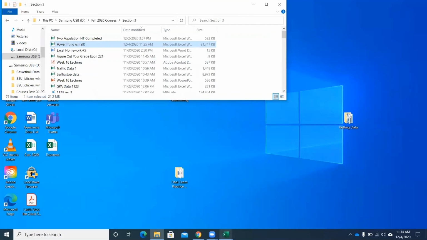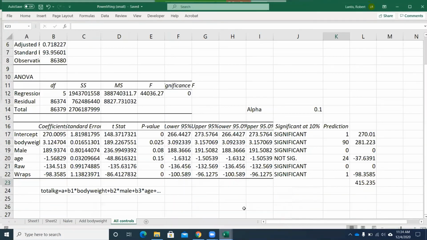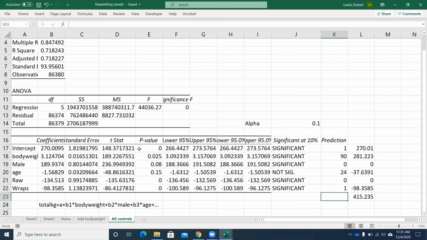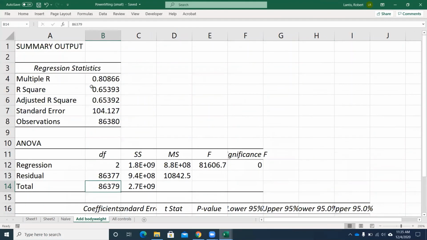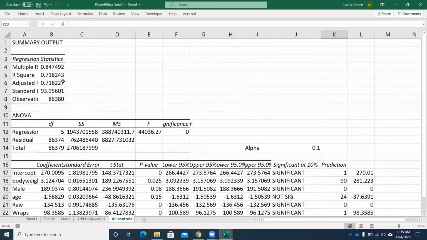All right. One more thing I forgot to do on this power lifting example, I did want to mention, notice when we added body weight, we had that R squared of 0.65. Adding in additional control variables here increased that R squared up to 0.71. That is, as we add in more control variables, typically we would see we're able to make better predictions or explain more of the variation in that y variable.